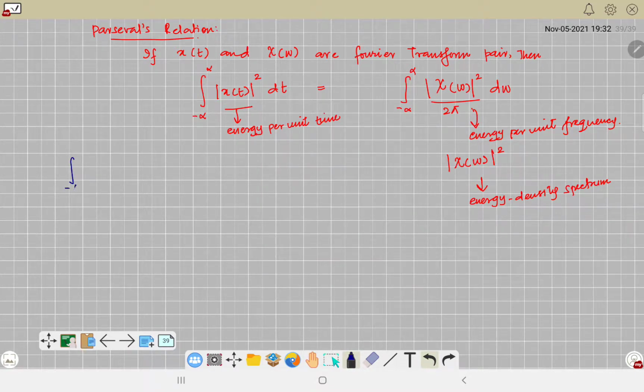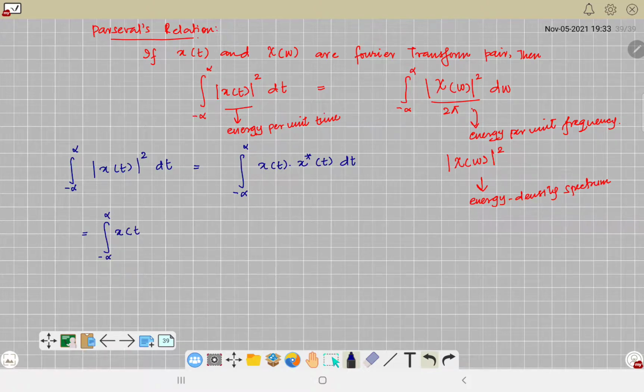So I'll start with this, minus infinity to plus infinity. The left hand side is the square of the magnitude integrated over all the time with respect to time. So you can always express this as the signal x of t multiplied by its conjugate. Fine, because if a signal is multiplied by its conjugate, it just gives you the square of the magnitude. Fine. Then it is minus infinity to infinity.